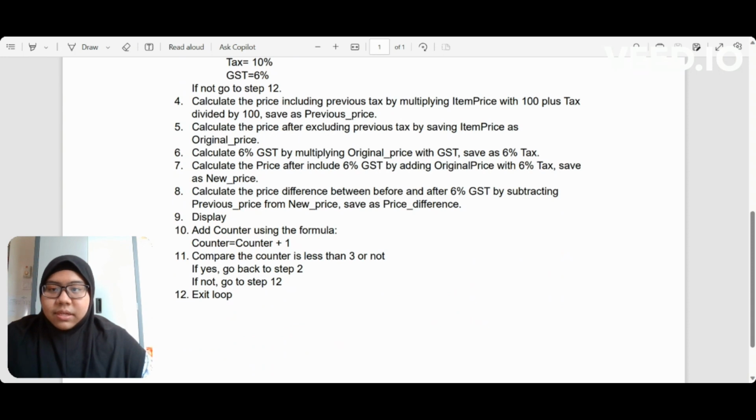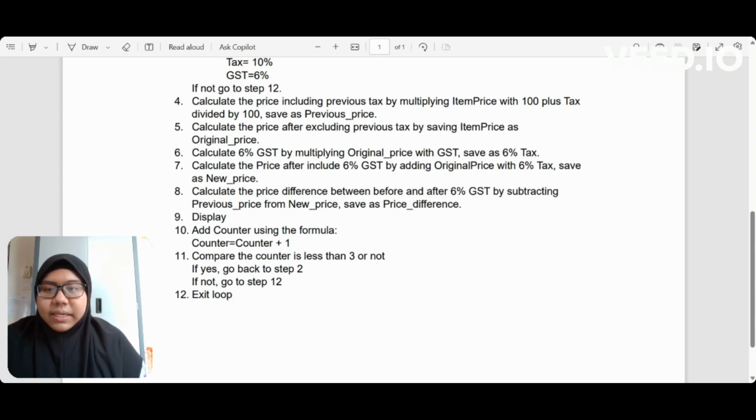Next, calculate the price including previous tax by multiplying item price with 100 plus tax divided by 100, and you save it as previous price. Next, calculate the price after excluding previous tax by saving item price as original price. So in this situation the item price is the original price without any tax, so that's why we save item price as original price.